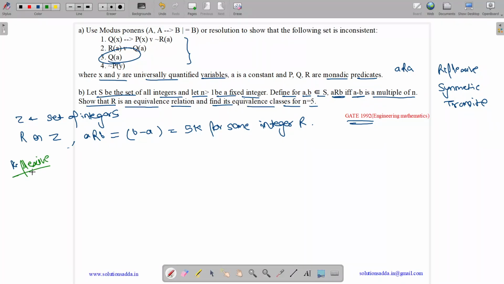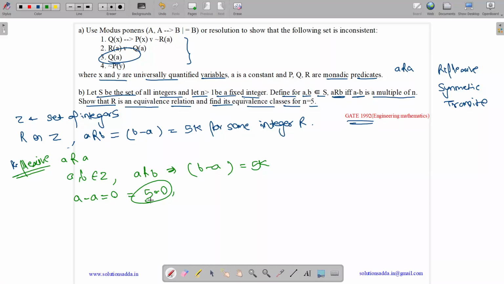Reflexive. So we have to prove A is related to A. So let us check if we have A and B belonging to integers such that A is related to B. Then what does it mean? It means B minus A equals 5k according to the definition. Now if we check if A is related to A, what is A minus A? A minus A is 0. Can we write it as 5 into 0? Thus it is also a multiple of 5. Thus we can say A is related to A.